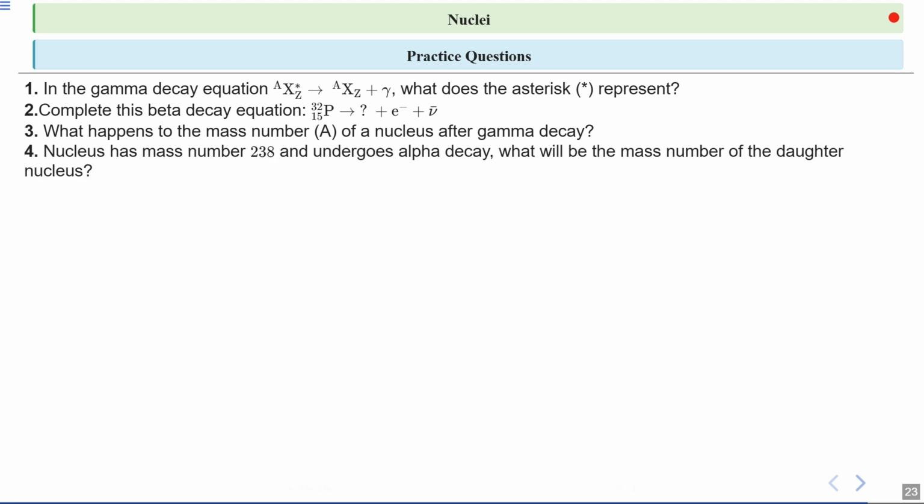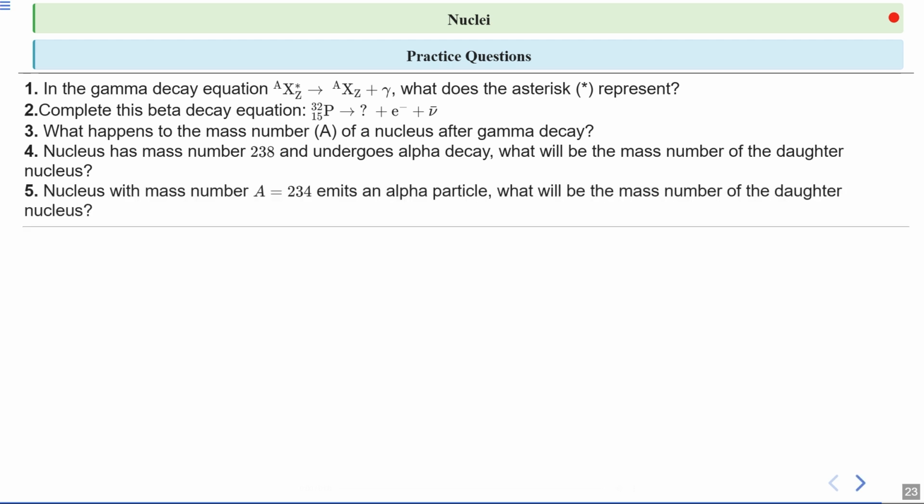If a nucleus has a mass number of 238 and it emits an alpha particle, what happens to its mass number? Remember, an alpha particle is made up of two protons and two neutrons, so its mass number is 4. That means the daughter nucleus will have a different mass number. Finally, let's apply the same idea to the nucleus with mass number 234. If it emits an alpha particle, what will be the mass number of the daughter nucleus?